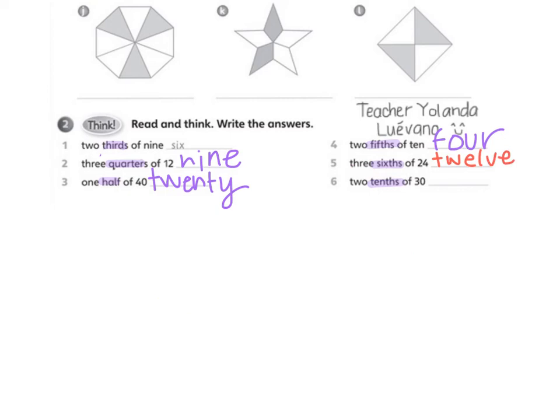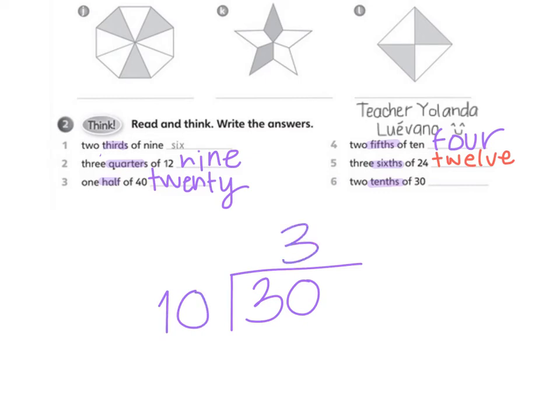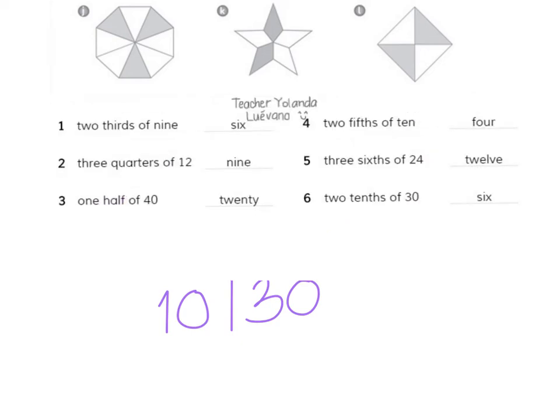The next one says 2/10 of 30. So we have to divide 30 by 10. We know that that answer is a 3. Here we are required of 2. So we have to multiply these by 2 and the answer would be 6. So these are our final answers. Please check that you have them and correct them in case you need. Also, if you have any questions about these, please write them down and we will check it out in our class during the video.